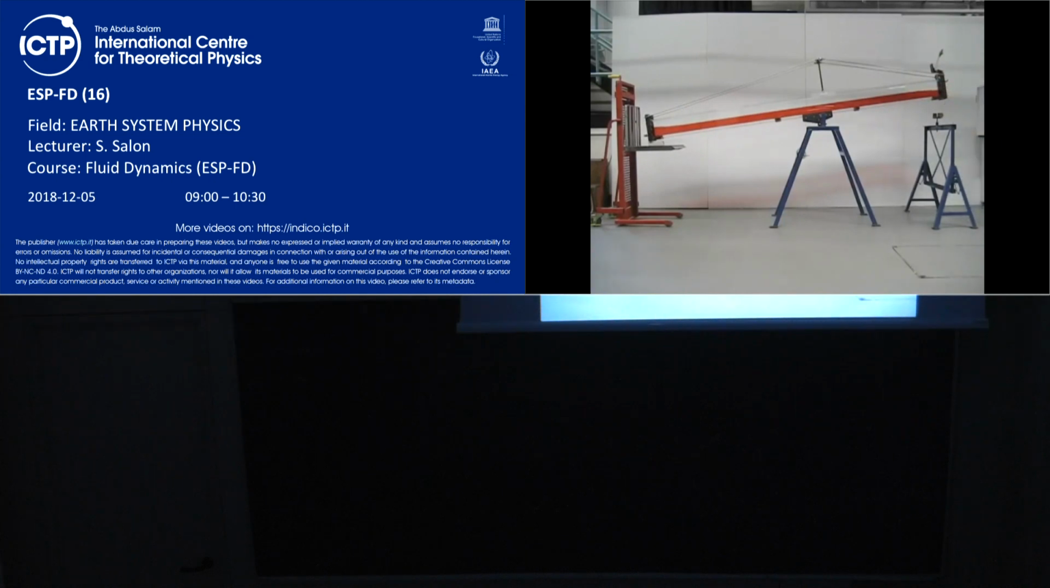The dense, salty water flows downhill, while the lighter, fresh water flows uphill, and thus shear is generated between the two layers. Now we have shear. Suddenly, the interface between them becomes unstable. Beautiful, huh?